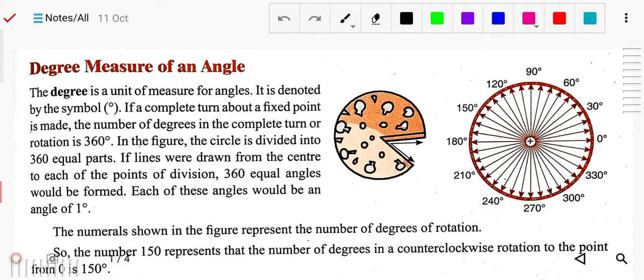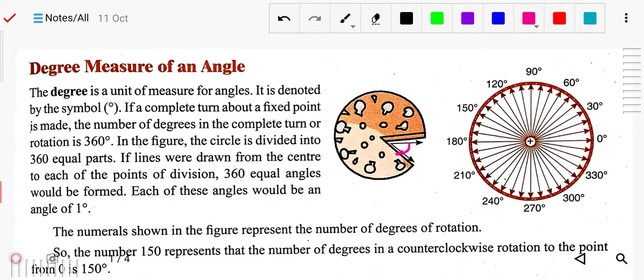Whatever the angle, suppose some angles are forming here. So how do we show the angle? Its unit is the degree. The measurement of the angle is denoted in degrees.